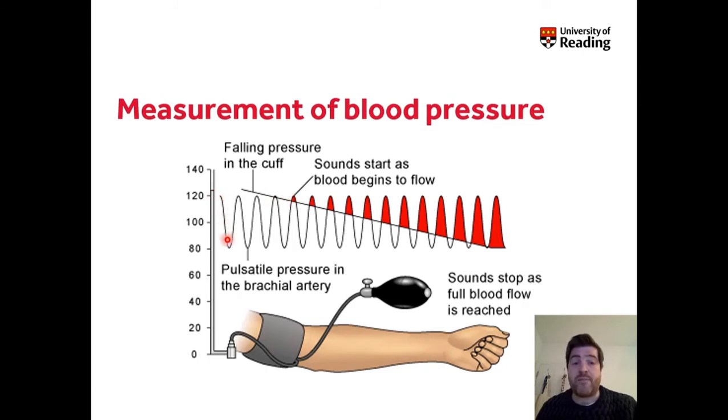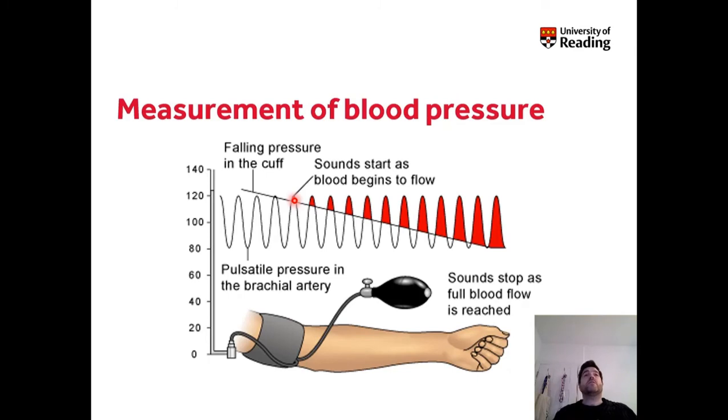What's shown in this diagram is the systolic and diastolic pressure, and shown in red is where some blood flow is occurring. So if we were to inflate this cuff to above the normal blood pressure, we've completely stopped the blood flow. Then, as we slowly reduce the pressure in the cuff, some blood flow returns.